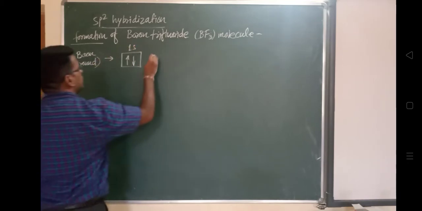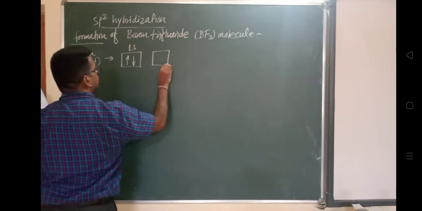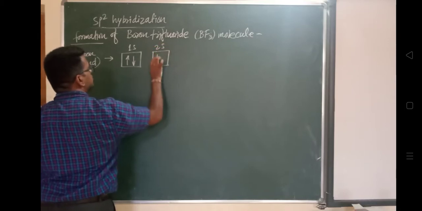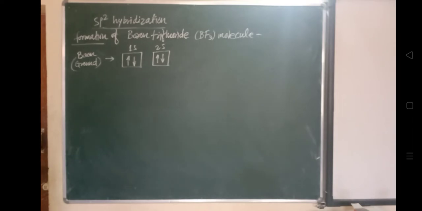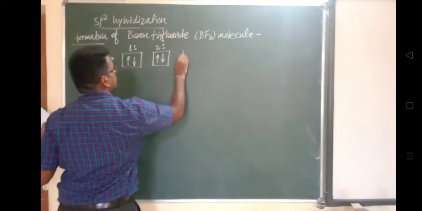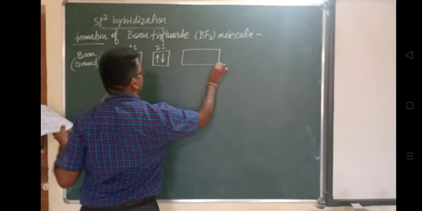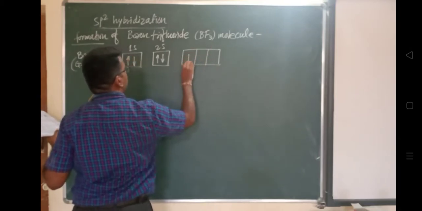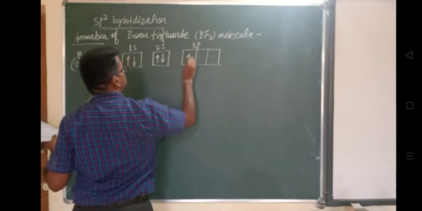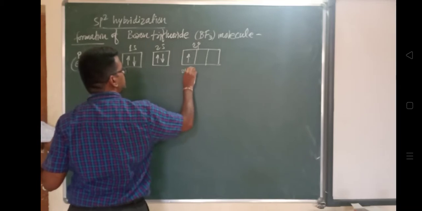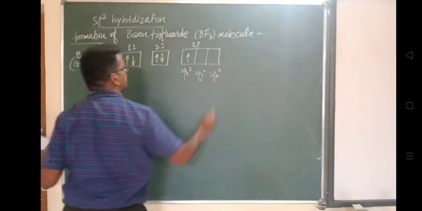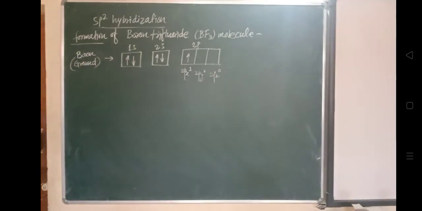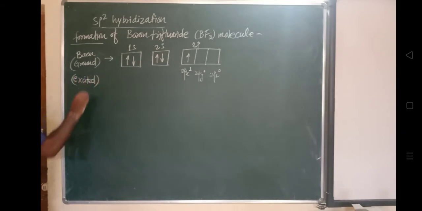1s orbital, this is 2s orbital, only one will be there, and in the case of 2p orbital, this is 1 and this is 2. So this is 2px1, 2py1, and 2pz0. In this way, this is the modified or excited electronic configuration in the case of boron. One of the electrons will jump into this 2py orbital, and that's why I have written it as 2py1. So these 3 orbitals.